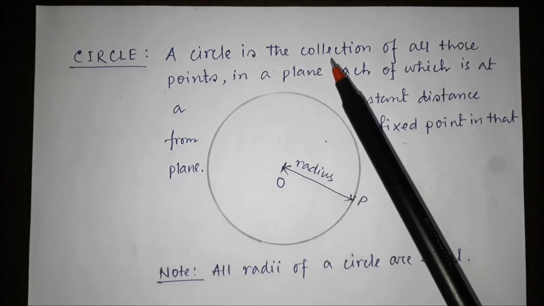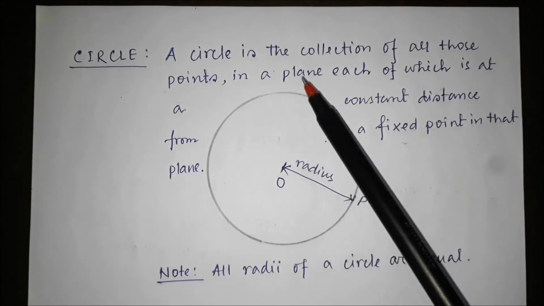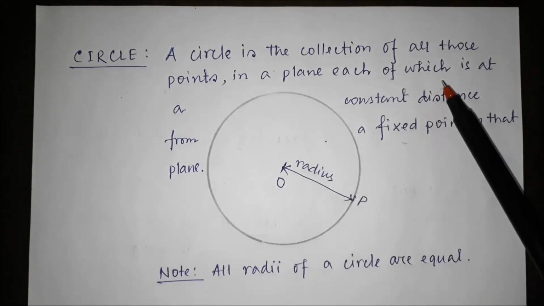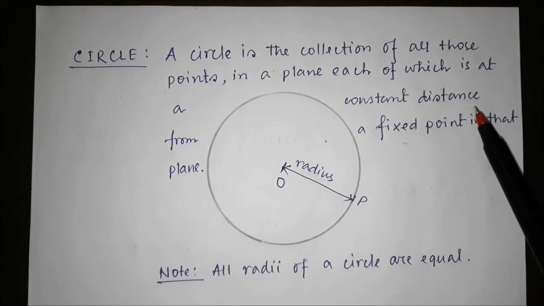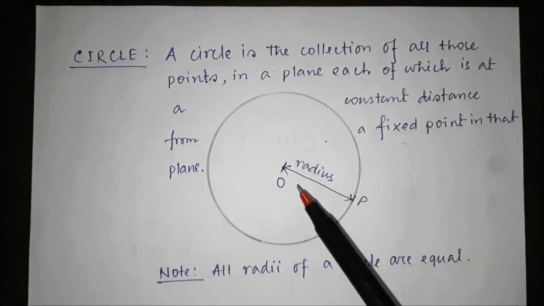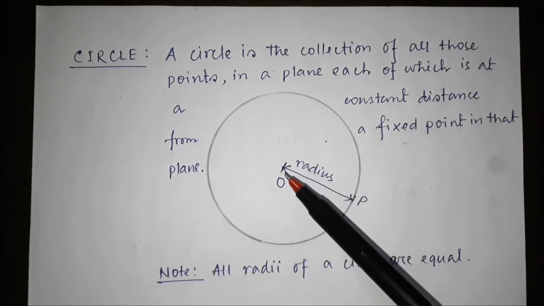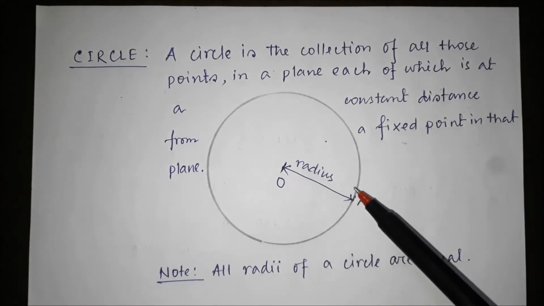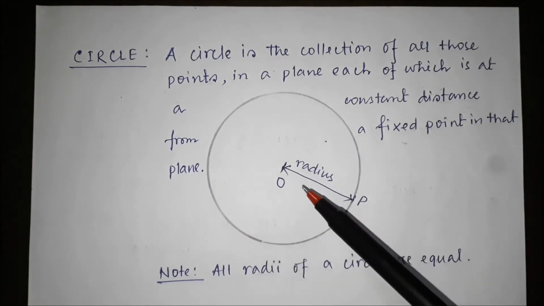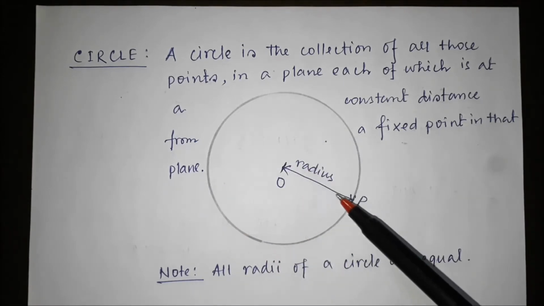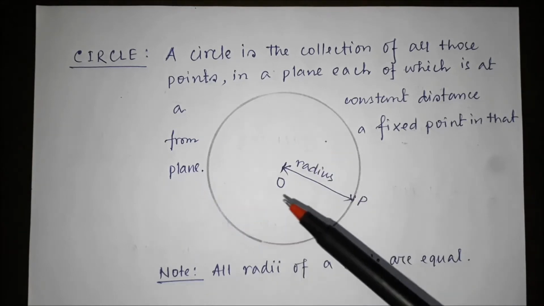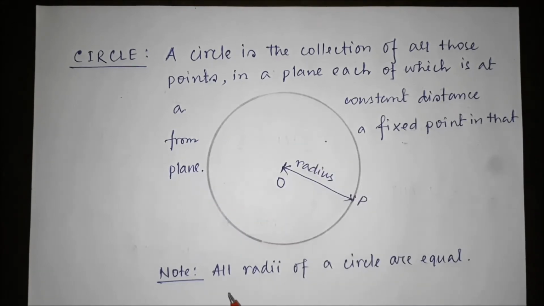A circle is the collection of all those points in a plane, each of which is at a constant distance from a fixed point in that plane. In a circle, there is a fixed point which is called the center of the circle, and the fixed distance which is called the radius of the circle. So keeping the center fixed, if we draw a curve whose distance from a fixed point remains the same, it is called a circle. Here we need to remember that all radii, this is the plural form of radius, of a circle are equal.